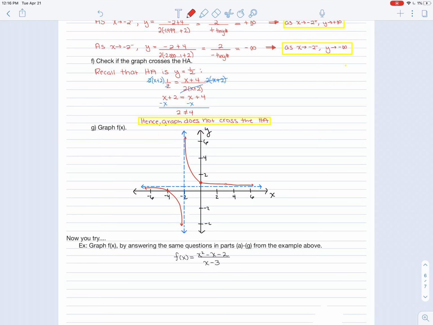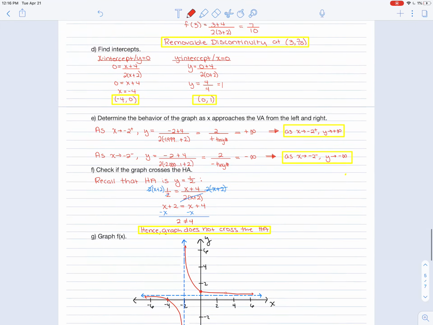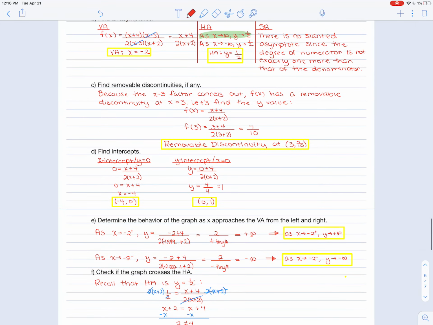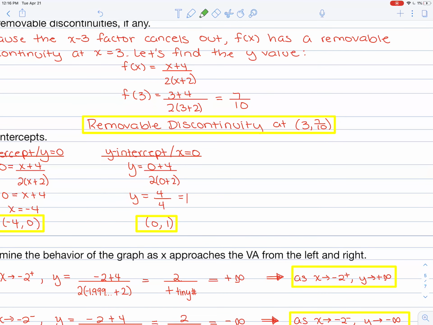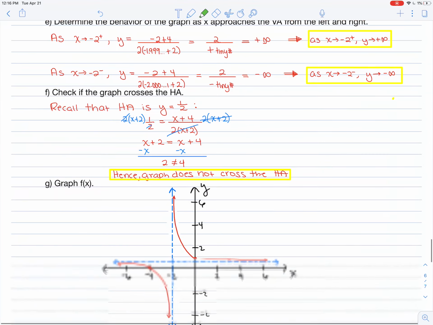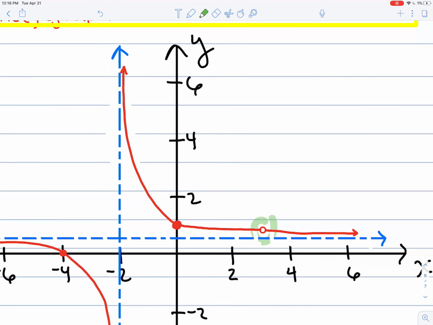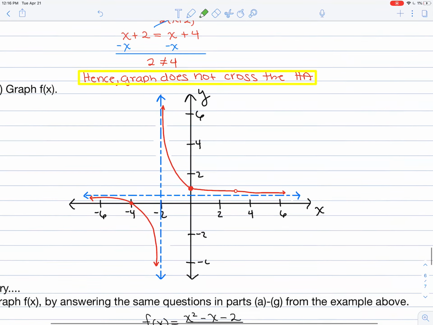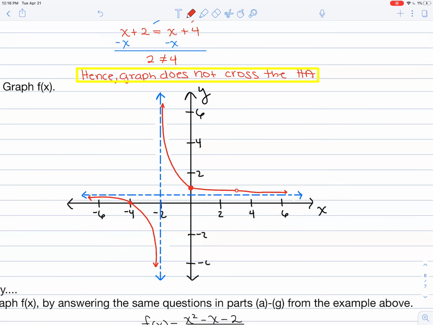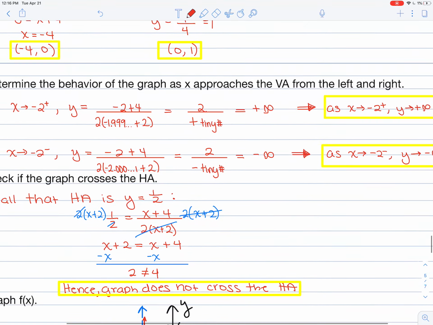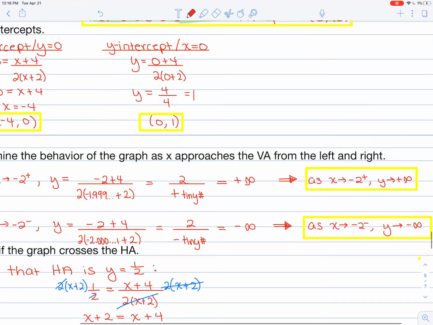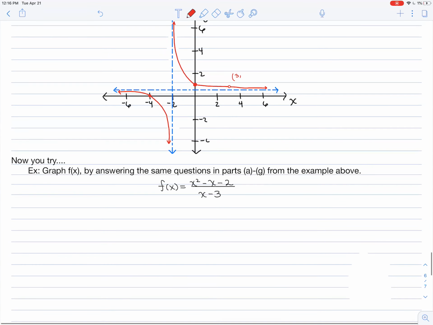And then lastly, the last thing I wanted to point out is our removable discontinuity. Let's go back over here. Where was it? There it is. Okay, so our removable discontinuity was at 3/7, and that is right here, if you can see it. Let me go ahead and write that down. 3/7.